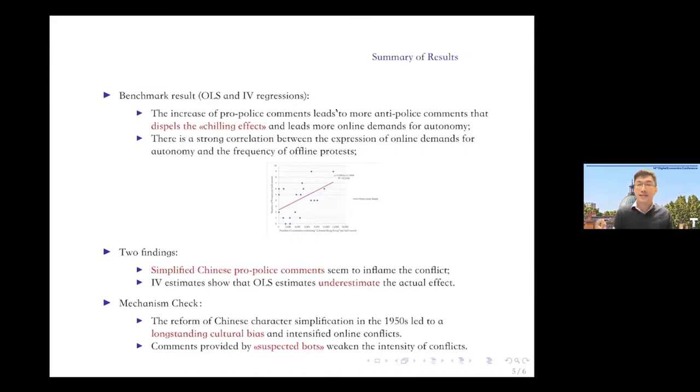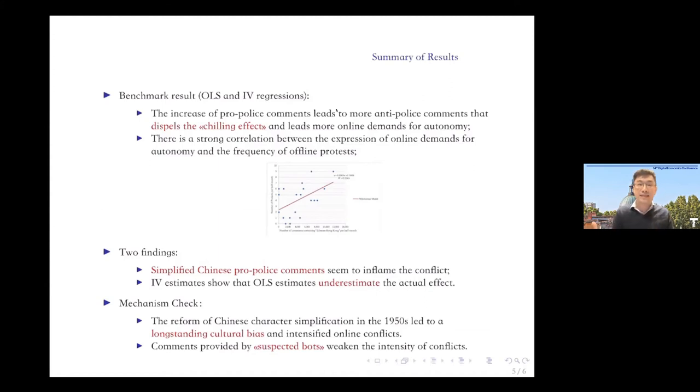The second is that all the estimation results consistently show that OLS estimation may underestimate the actual effect. So we do some further checks. The first thing is that we check why this may intensify the ideological conflict. We find that the ideological conflict might be intensified mainly due to the use of different writing habits, rather than from those people who provide the comments who have different cultural backgrounds.